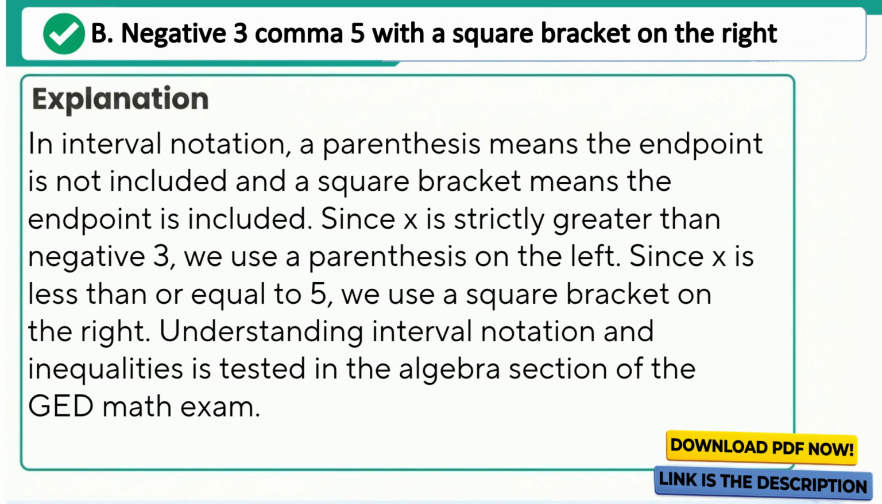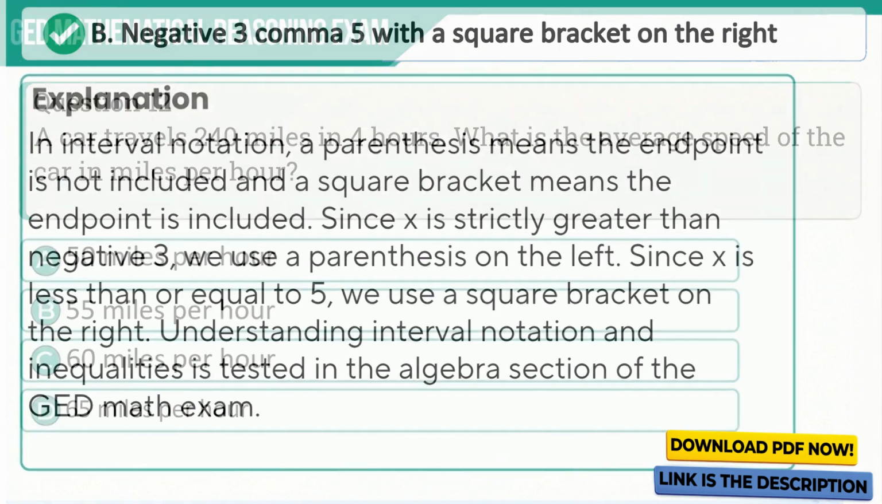Explanation. In interval notation, a parenthesis means the endpoint is not included, and a square bracket means the endpoint is included. Since x is strictly greater than -3, we use a parenthesis on the left. Since x is less than or equal to 5, we use a square bracket on the right. Understanding interval notation and inequalities is tested in the algebra section of the GED Math exam.